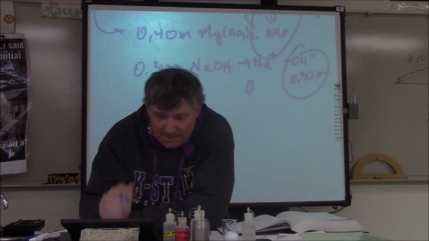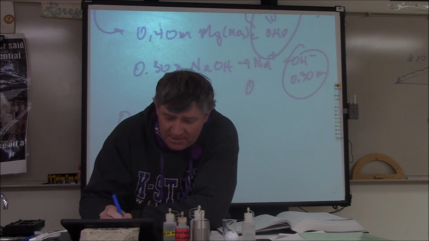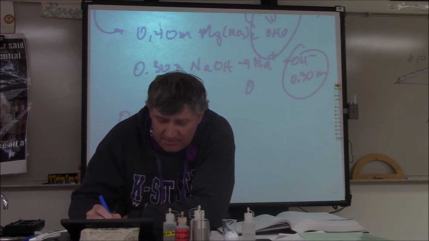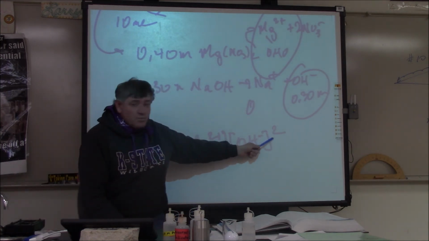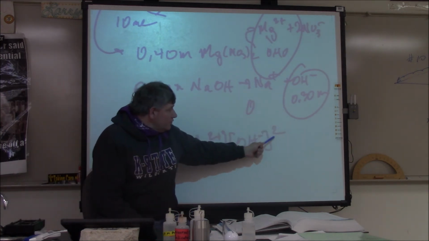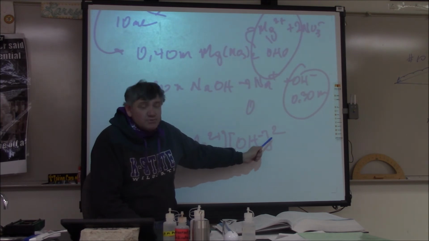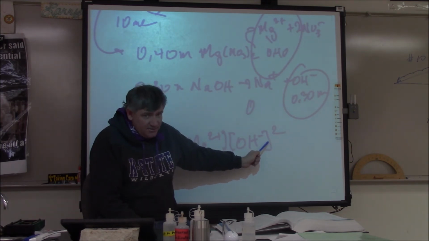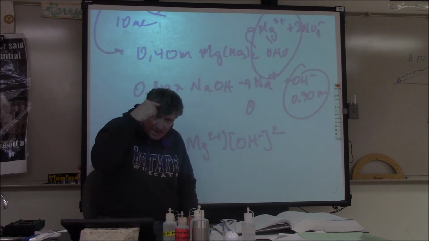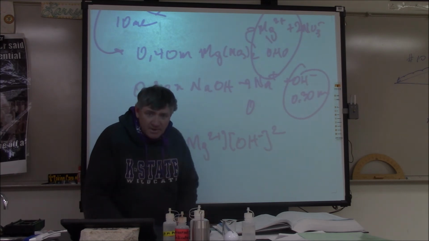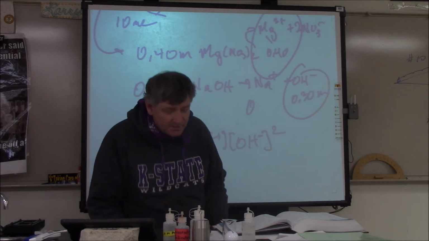Now, with that said, I want to calculate my Qsp. So my Qsp is going to be my magnesium ion concentration times my hydroxide ion concentration squared. I cannot emphasize this enough. This is what you're going to screw up. You are going to forget to square this value. You mark my words. Get in that mindset. You got to square that number because there's a 2 in front of it.